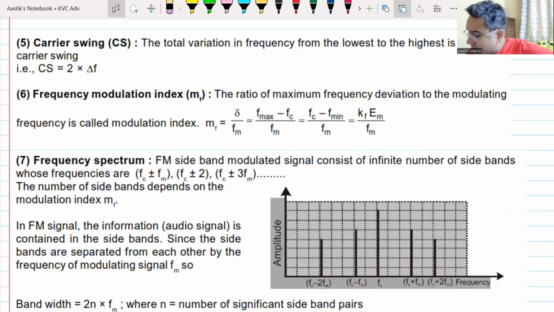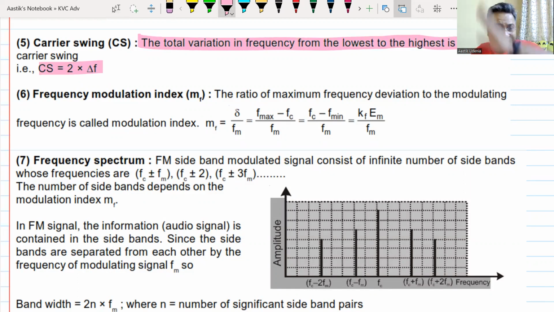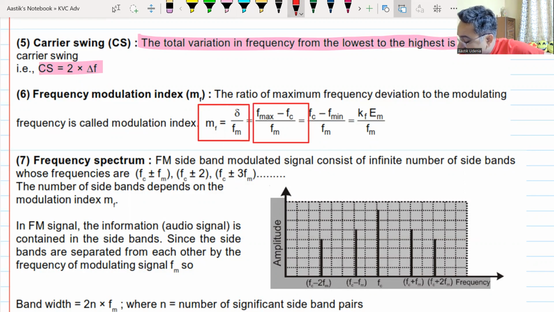Then these are the other terms. Sometimes they ask you the carrier swing. It is the total variation in frequency from the lowest to the highest level. I'll give you one question and that you may be able to understand. The maximum difference in frequency is known as carrier swing. The modulation index is the maximum deviation to the modulation frequency. You can write it in different forms: F max minus FC, FC minus F min, doesn't matter.